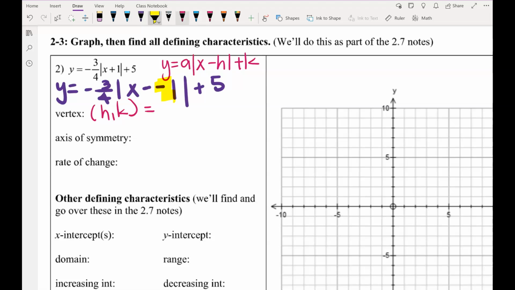Then what would k be? Negative 1 comma what? 5. Mind blown. Okay, so plot that first. So it's going to be negative 1, 1, 2, 3, 4, up 5.